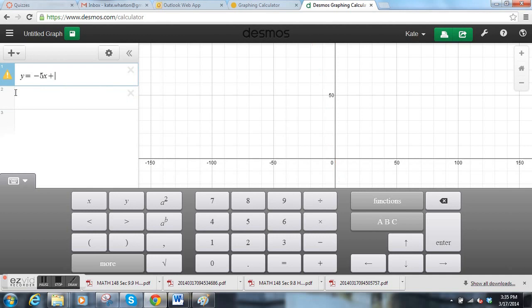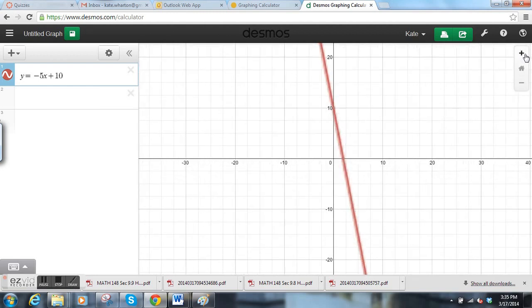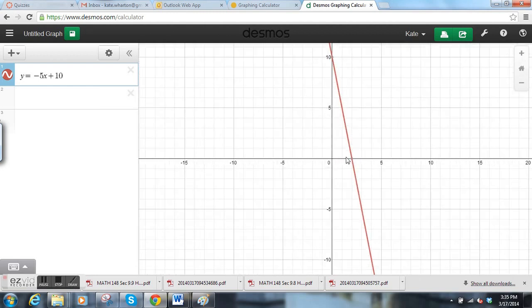Plus, it's going to change it, 10. There it is. So I'll just kind of click on it like this. So there's the equation, -5x plus 10. I can zoom in if you like. Most of you, it's going to look more like this. So you got this point (2, 0), and a point up here, (0, 10). Isn't that nice? That's the Desmos.com calculator. Yeah, excellent. Okay, so let's do another one.